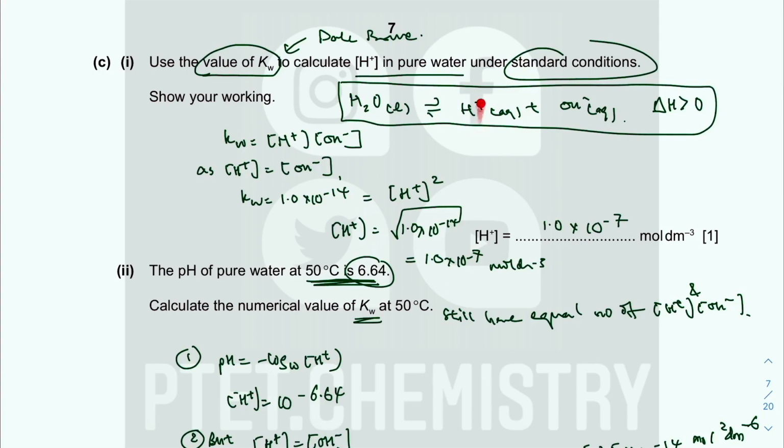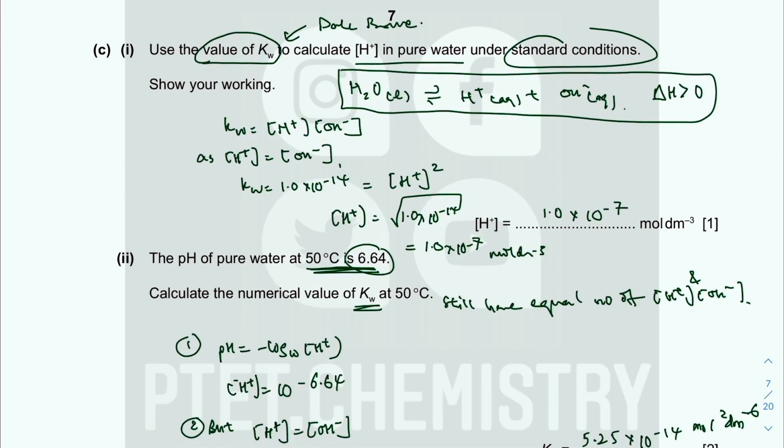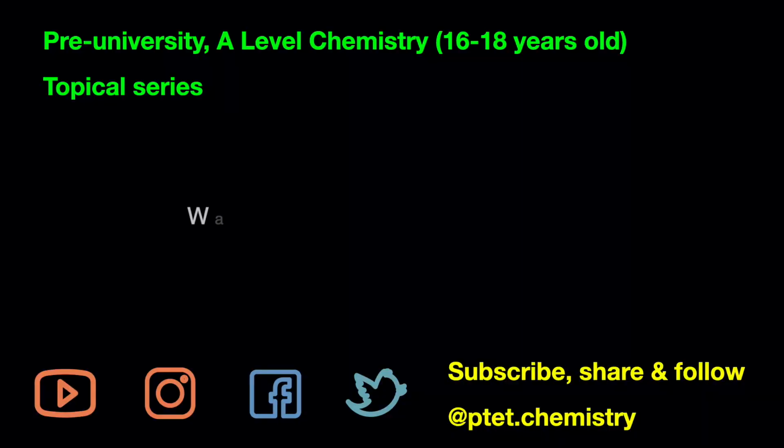But because the concentration of H plus increases, in your pH, it's going to be slightly below 7. But you still have equal number of H plus and OH minus. So drinking pure water at 50 degrees Celsius, even though the pH is that, it is still neutral. I just want to make it clear because when I say neutral, I mean there is equal number of H plus and OH minus, okay?